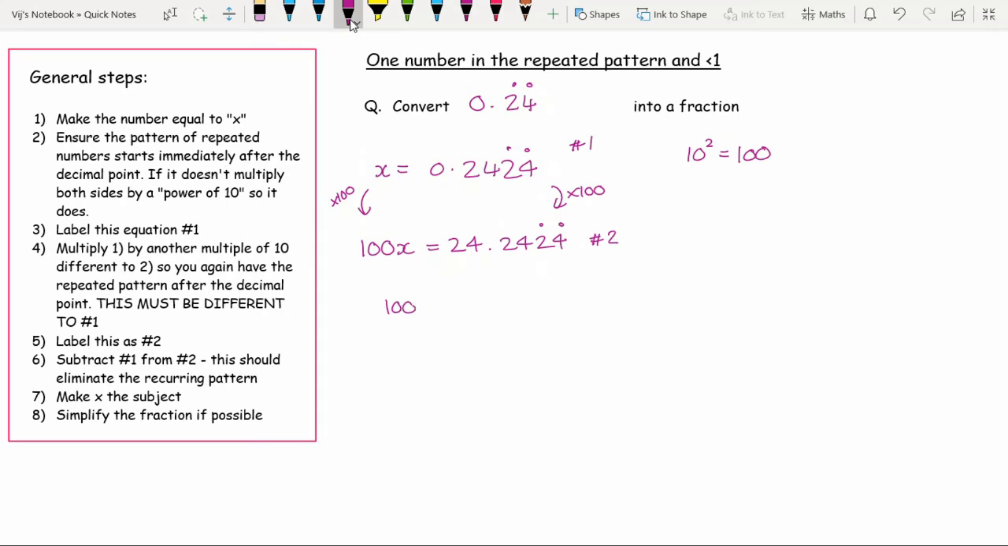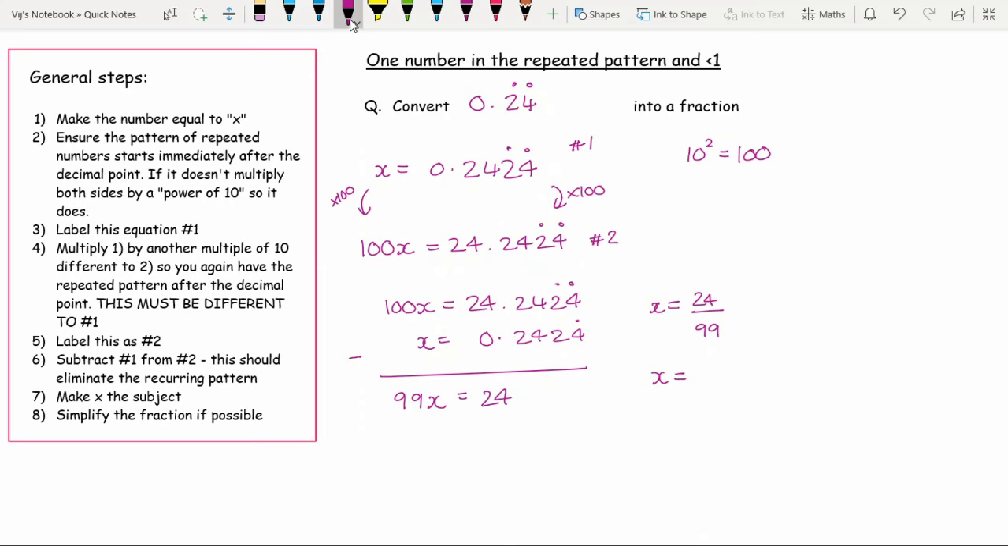So I've got 100x equals 24.2424, and I've got x equals 0.2424, and I'm going to take away the two things, so I've got 99x equals 24, and then make x the subject, so I've got x equals 24 over 99, which does simplify to give me 8 over 33, and there is your final answer.